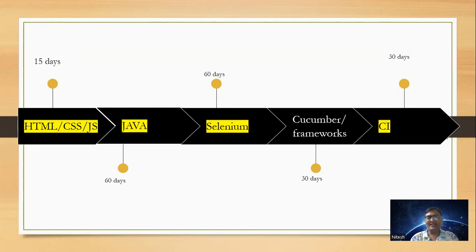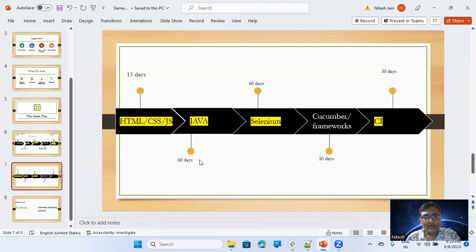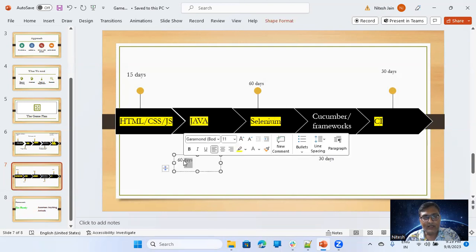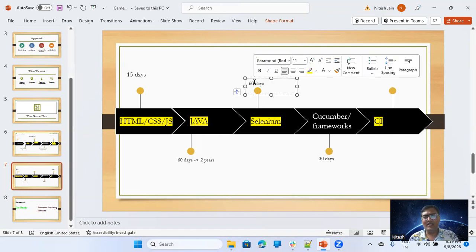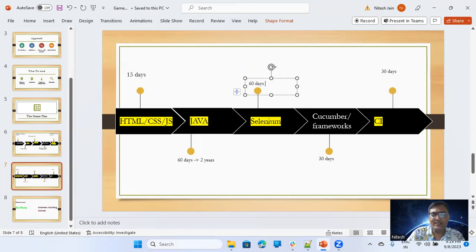Java programming, basically, if you talk about the long run, let me write it actually. Can I edit it, just a minute? Basically, I am saying it's just 60 days at one end, but actually it is 60 days to 2 years. Selenium, same case with Selenium. It's 60 days to 2 years.